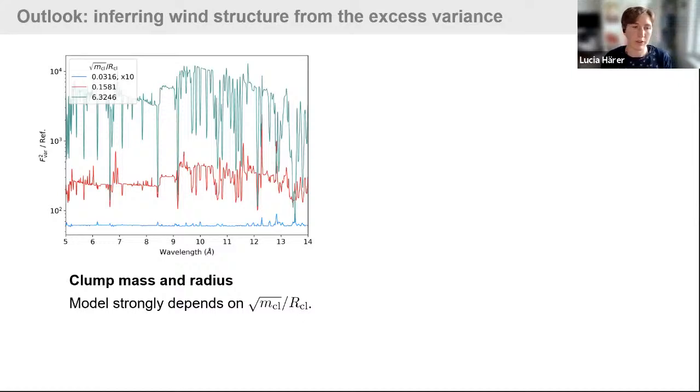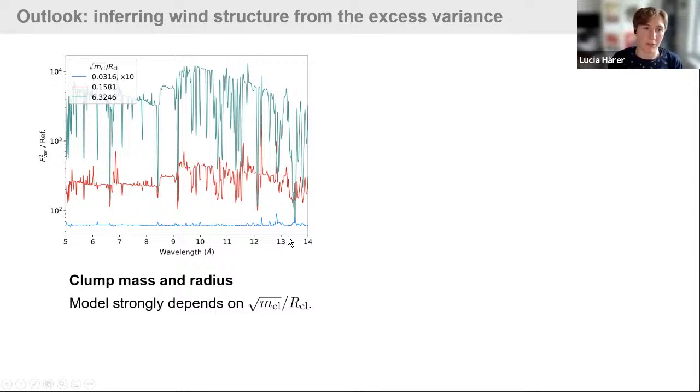The second question I raised was about whether we can infer wind structure from the excess variance. And here is a plot that shows that our model results strongly depend on this ratio here of the clump mass and its radius. This is no new result. This comes out of the clumpy wind model that we use as a basis for our model.